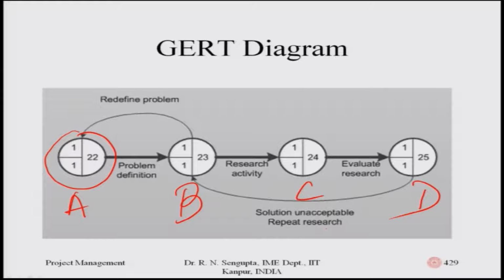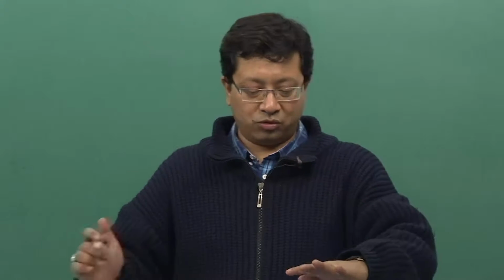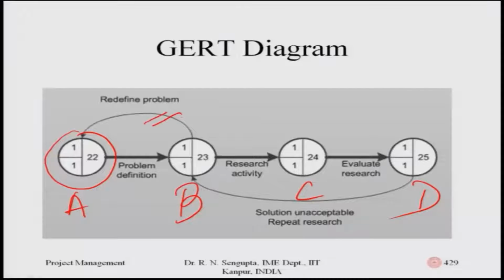And then going from C to D, you evaluate the research and have the project finished, as it would be in PERT or CPM. So, these loops which I am now highlighting were not there. Now, the moment you bring the loops, things become complicated, but they give you a much better answer.